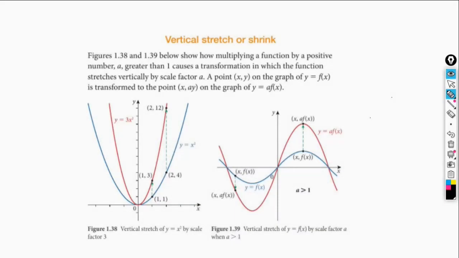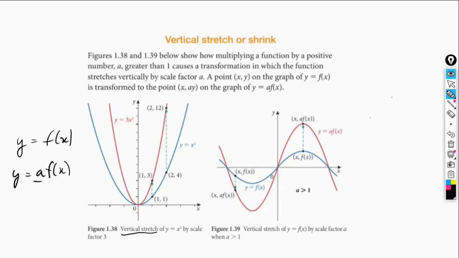So first we have the vertical stretch or shrink. This happens when you have y is equal to f of x, and you multiply f of x by a value. Let's call it a. So y is equal to a times f of x. The first case is when a is greater than 1. It could also be negative, which would cause a reflection, but that's a separate topic. For now, let's just think of the cases where a is greater than 1. What's going to happen is that you get a vertical stretch.